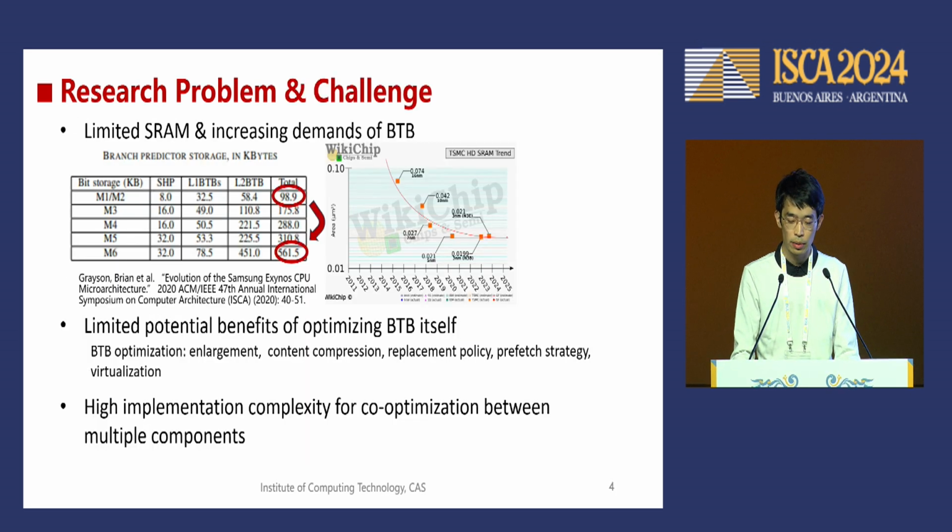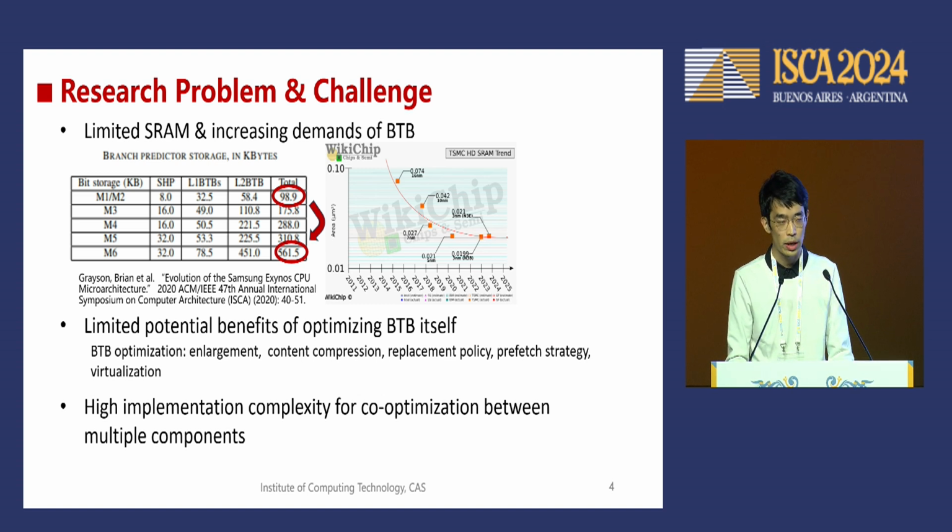To further enhance the performance of such a system, there are 3 challenges, and the first challenge arises from the increased demand for SRAM due to the growth in BTB capacity, but SRAM resources are limited.